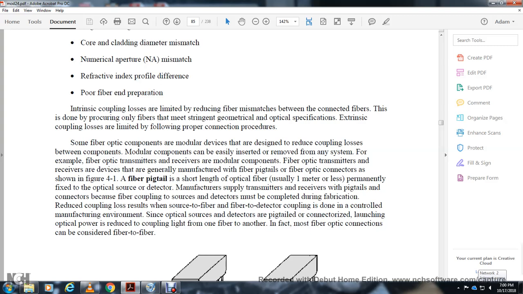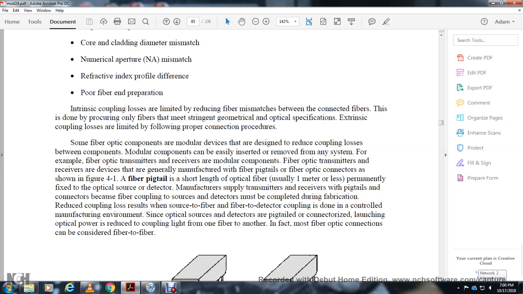Figure 4.11 shows fiber pigtails, optical fiber of about 1 meter length permanently fixed to the optical source. The detector manufacturer supplies the transmitter and receiver with a pigtail and connector, with a fixed fiber coupling. The source and the detector must be coupled directly during fabrication to reduce the coupling loss from source to fiber to detector. Coupling is done with control of the manufacturing environment. The optical sources and detectors are pigtailed with a connector.